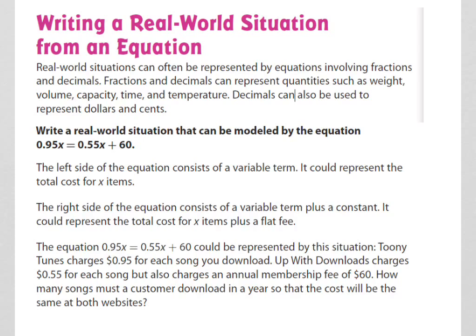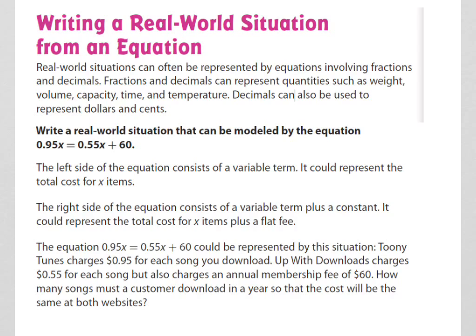The right side of the equation consists of the variable term plus a constant. It could represent the total cost for x amount of items plus a flat fee. So according to the author, if we look at the equation 0.95x = 0.55x + 60, he could represent this by saying Toonie Tunes charges 95 cents for each song you download. Upward Download charges 55 cents for every song, but also charges an annual membership fee of $60. How many songs must a customer download in a year so that the cost will be the same?